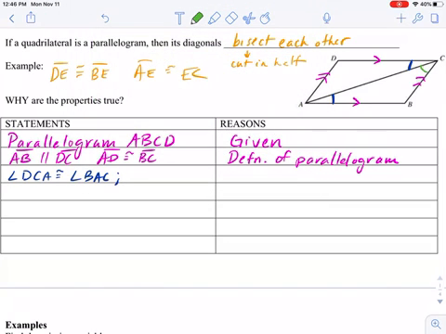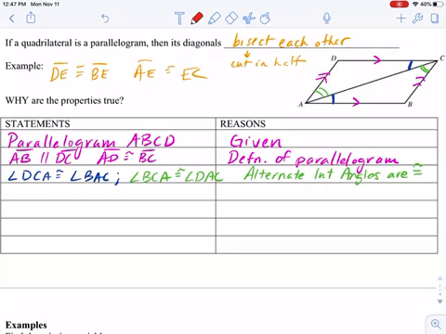And I also know that this angle, angle BCA, is congruent to angle DAC. And the reason for both of those is that alternate interior angles are congruent when the lines are parallel.